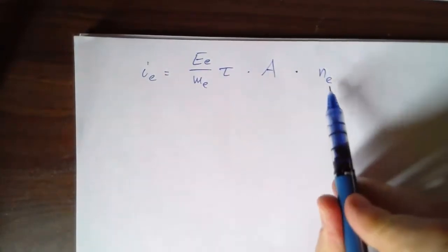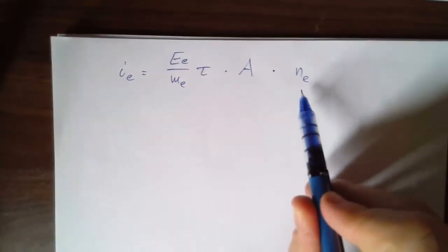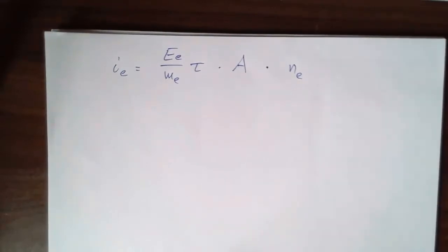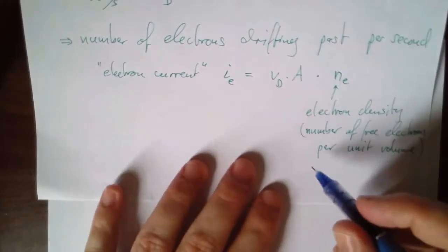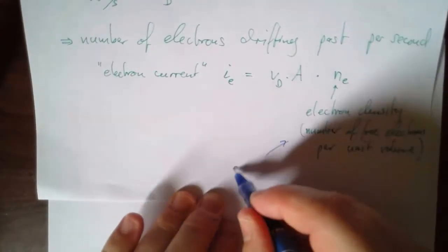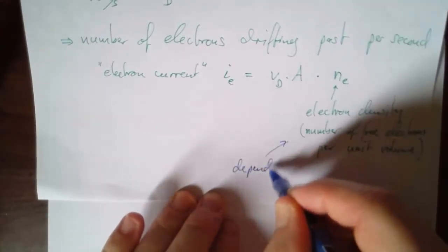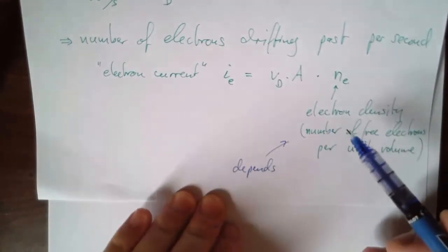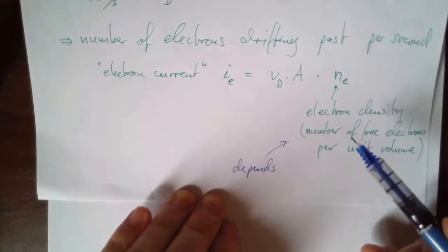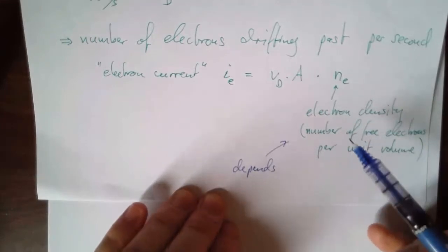And this quantity, again, depends just on the material. I should have added this over here, perhaps, down here. This depends on the material. That will also contribute to the conductivity of your metal: how many free electrons there are. The more there are, the more are going to drift past you.